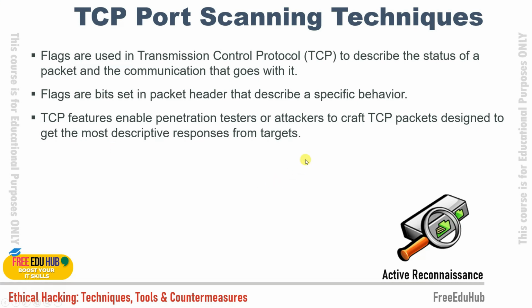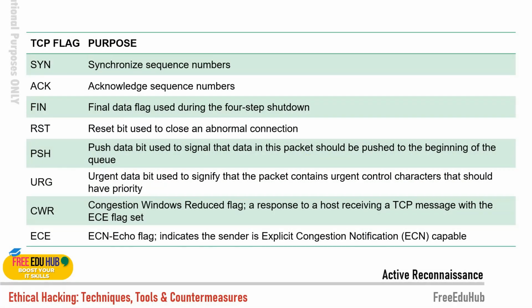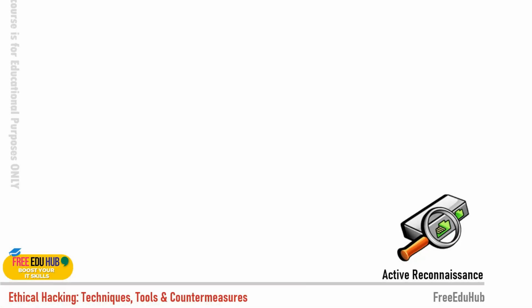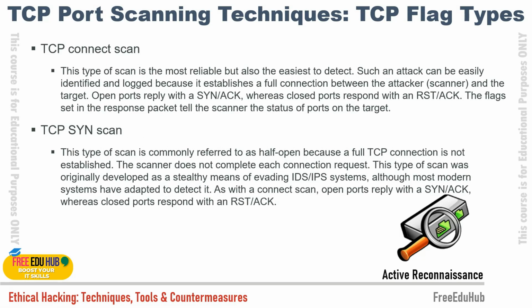Now TCP flags help us in identifying what kind of packets are flowing on the network. For example, SYN is for synchronization, ACK is for acknowledgement, FIN is for final, RST is for reset, PSH is for push, URG is urgent, CWR is the congestion window reduced flag, and ECE is the ECN echo flag indication. We'll see that in detail when I show you Wireshark on the computer itself.